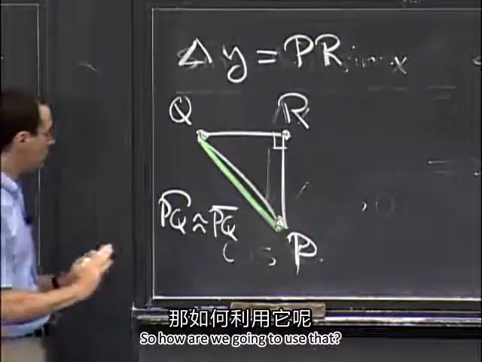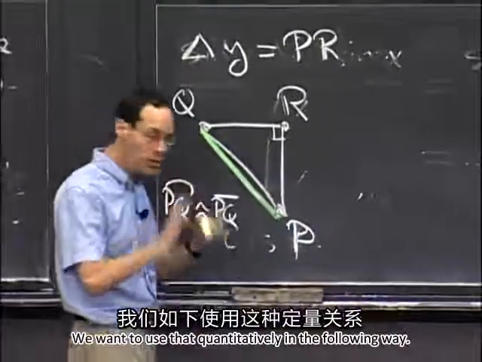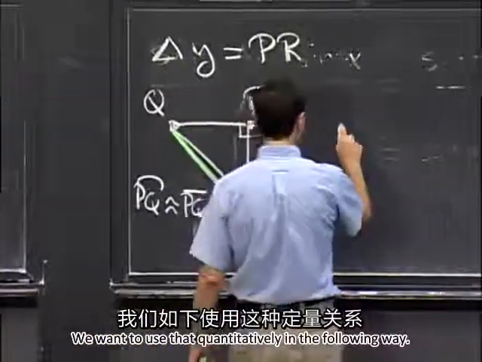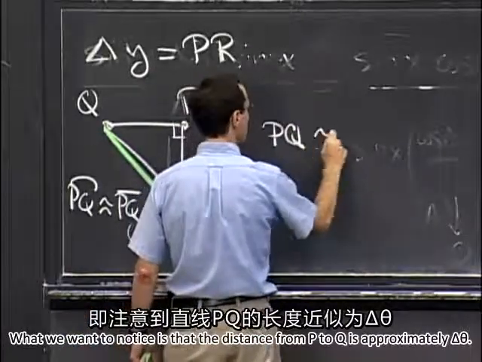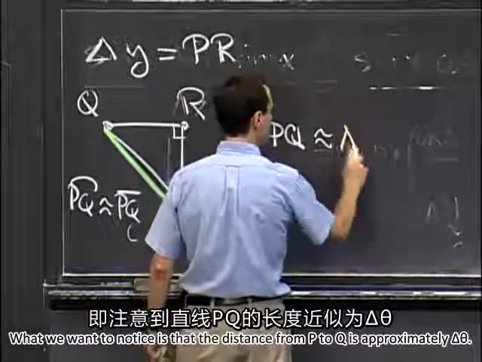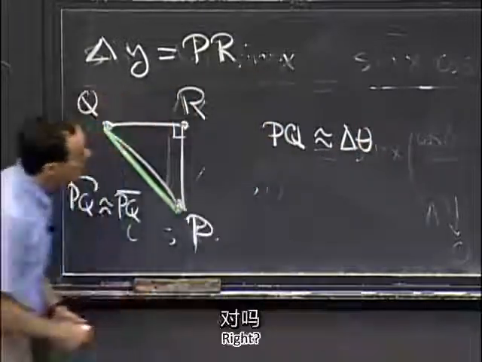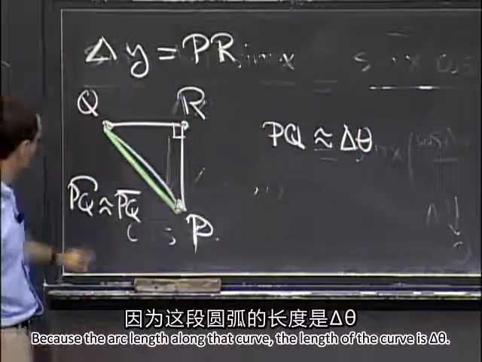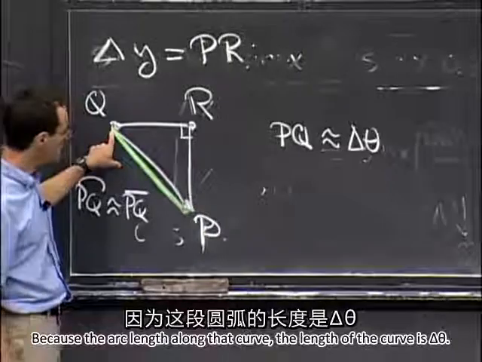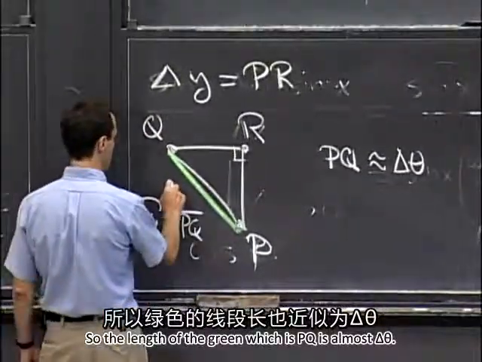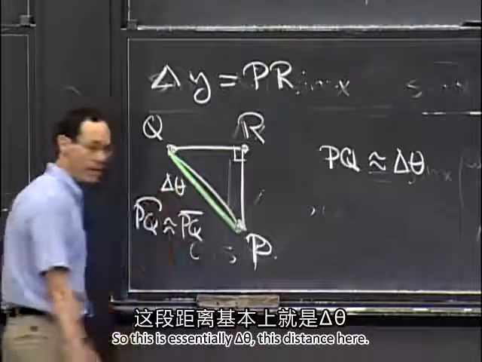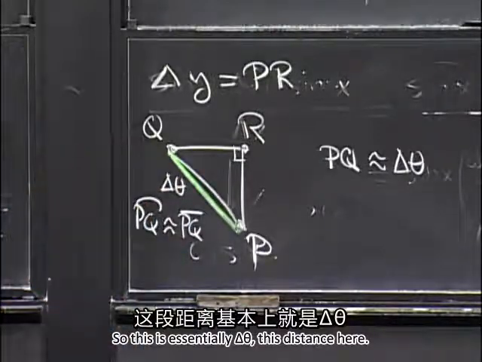So how are we going to use that? Well, we want to use that quantitatively in the following way. What we want to notice is that the distance from P to Q is approximately delta theta. Right? Because the arc length along that curve is delta theta, so the length of the green, which is PQ, is almost delta theta. So this is essentially delta theta, this distance here.